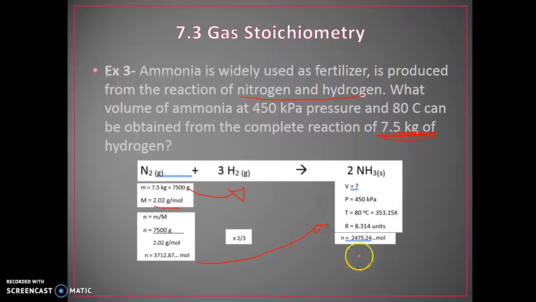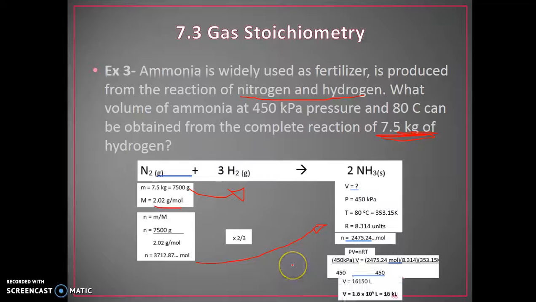Then I have enough information here to go into PV equals nRT. So put that information in for the formula. I need to solve for volume, so divide by 450 on either side, and your answer should come to be 1.6 times 10 to the 4 liters or 16 kiloliters. Either one of those would be an acceptable answer.